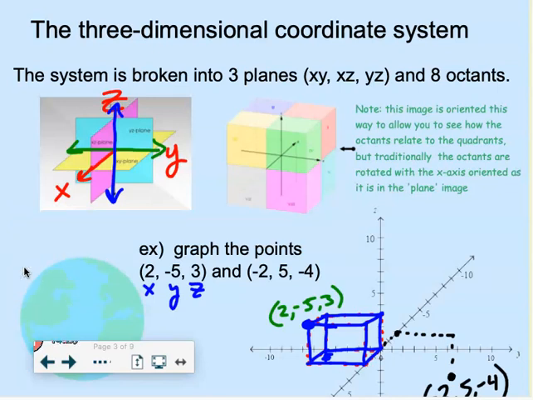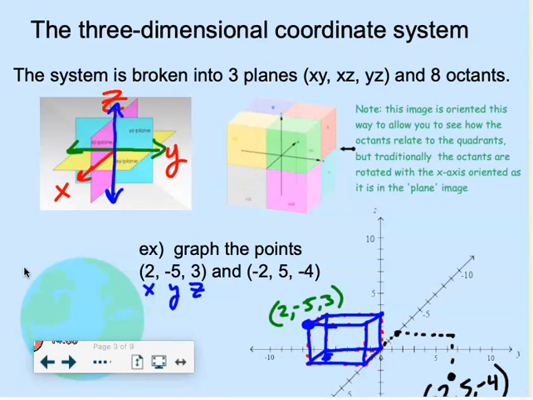Now, your first octant is where everything is positive. I want someone to come up here and see if they can point to which octant they think is the first octant, where all the coordinates will be positive. Who's going to volunteer? All right, Tejesh, come on up. Tejesh says this one. What do you think? Yes or no? Why not?